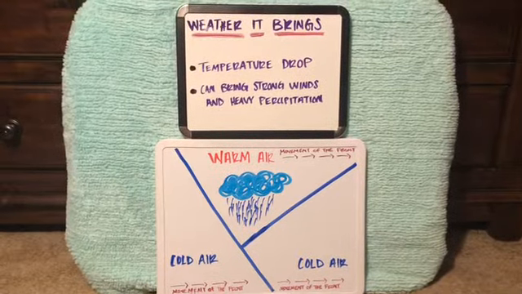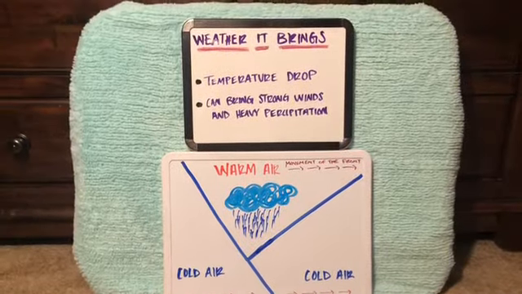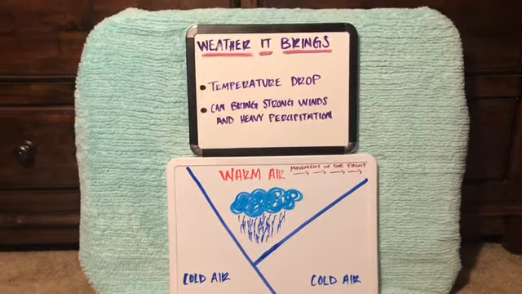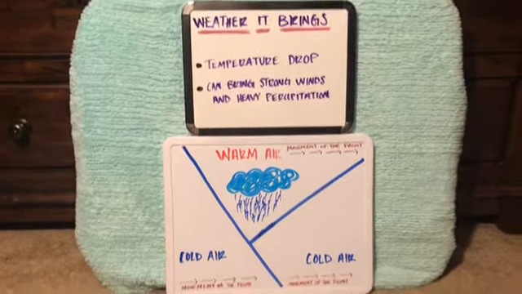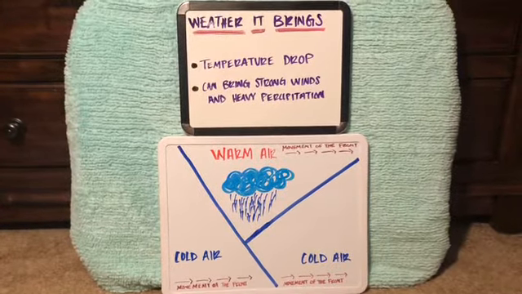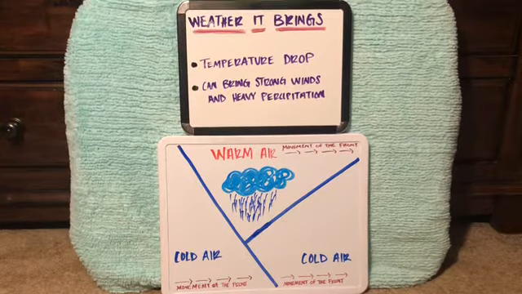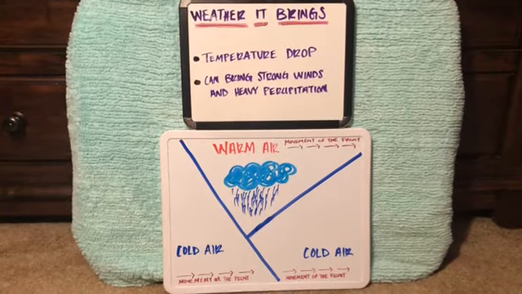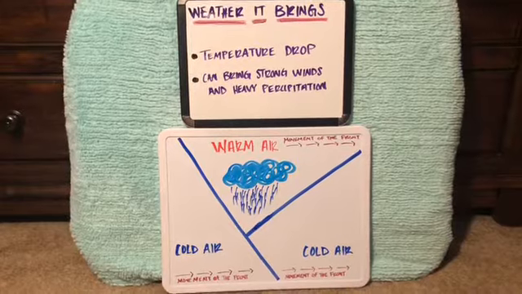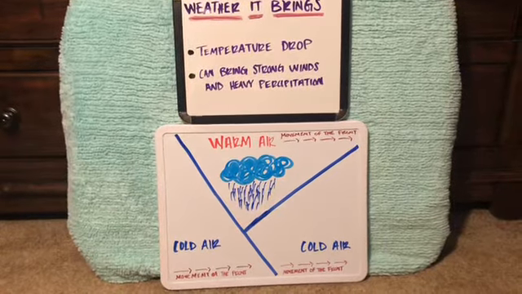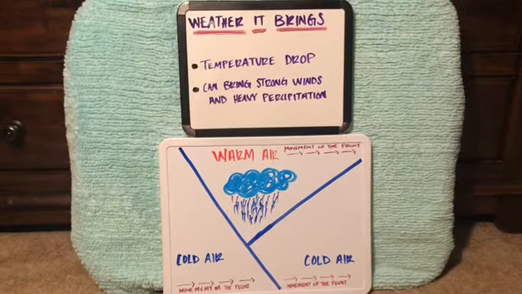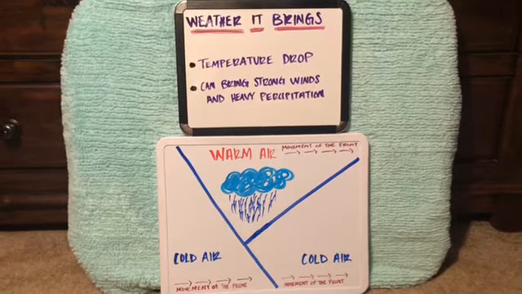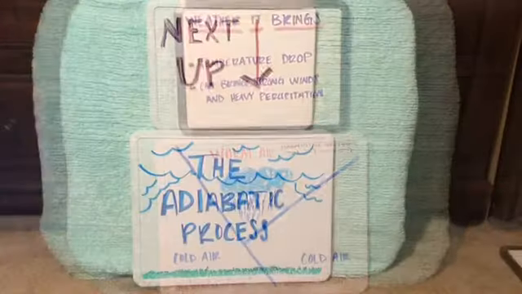Lastly, we have our occluded front, which is an active cold front that overtakes a warm front. So, as you can see, the cold air fronts are moving in the same direction, but the one on the left has caught up with the one on the right, and it's pushing the warm air up. It can bring temperature drops, strong winds, and heavy precipitation.